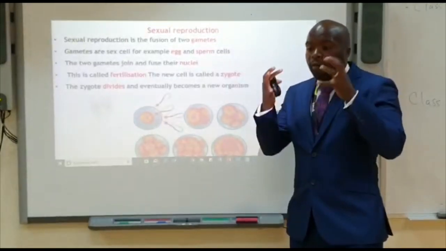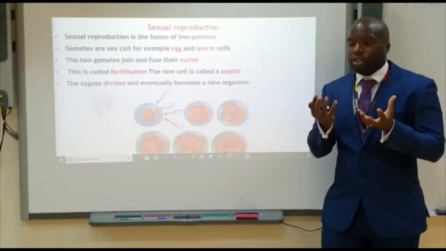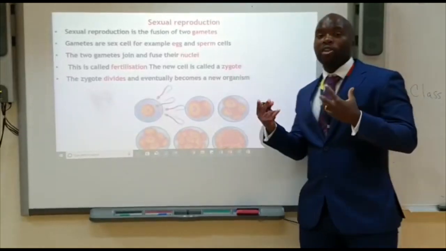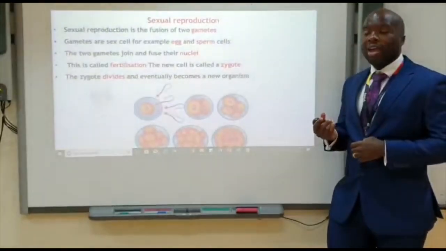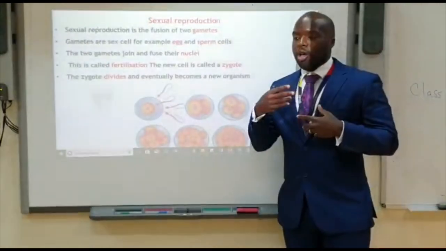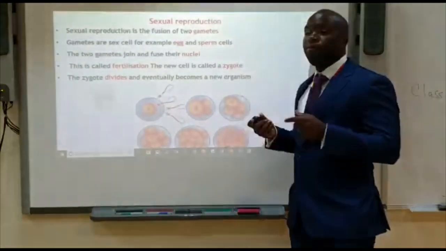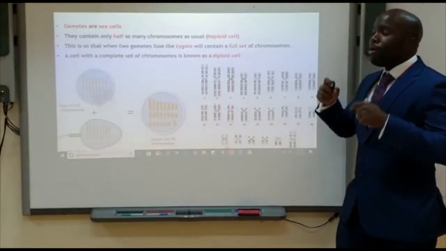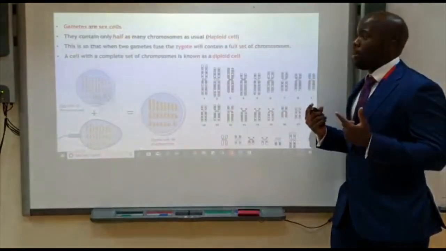And this new cell now, which is the combination of the egg cell, for example, and the sperm cell, is known as the zygote. Okay, and this zygote will go on to divide and divide to eventually form a new organism. Now, what are gametes? Because we said gametes are sex cells.